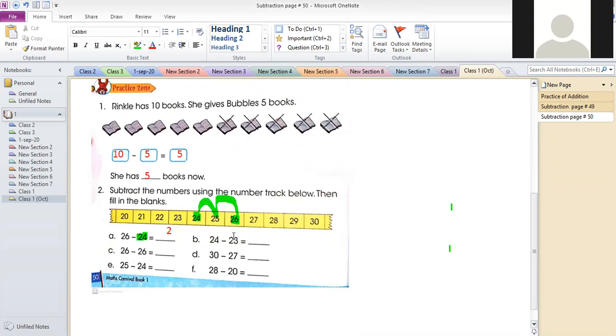Now for 24 minus 23, I will start from 24 and I'll go back until I reach 23. So I'll go only one step back and I'll find 23. So the answer is 1. 24 minus 23 is 1 because I go one step back to reach 23.